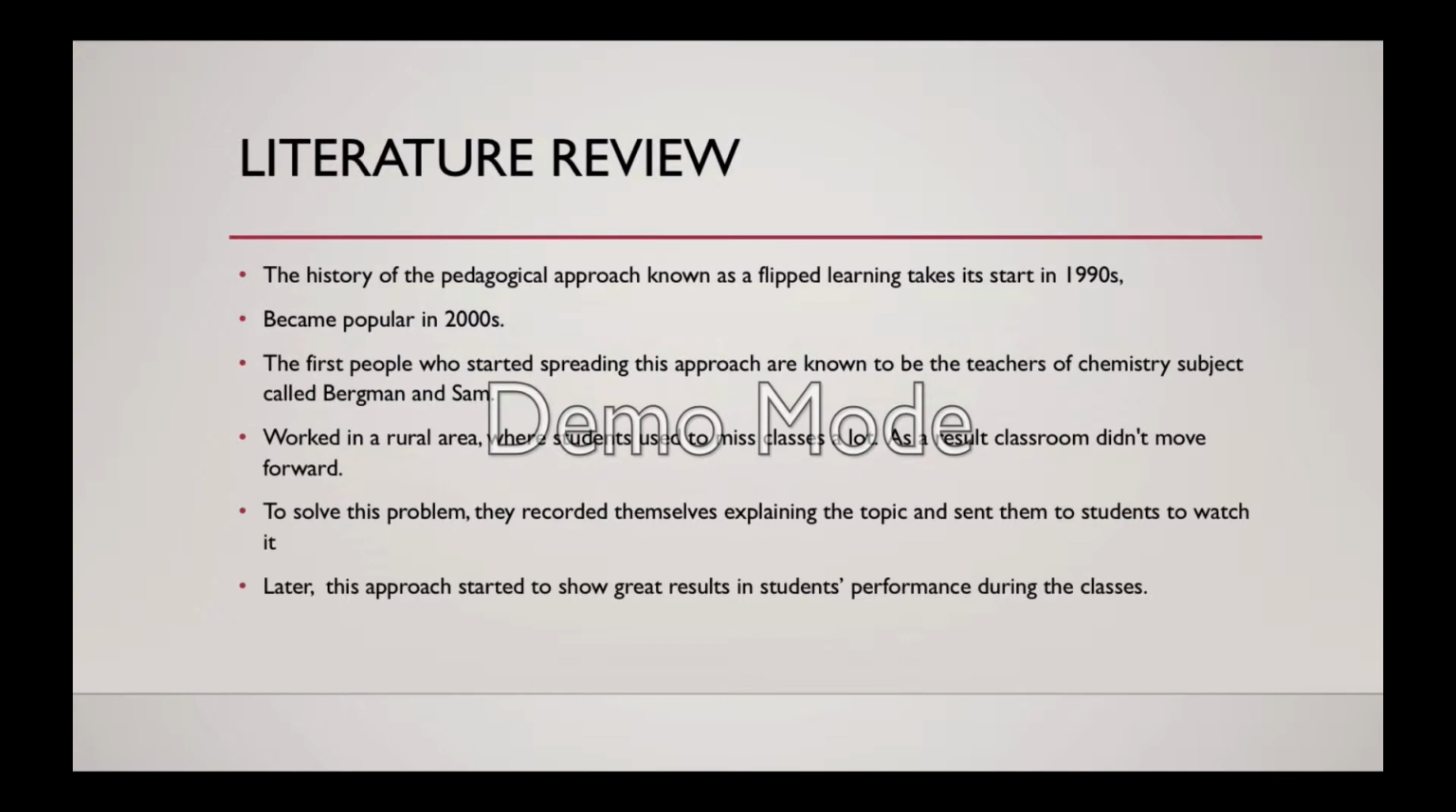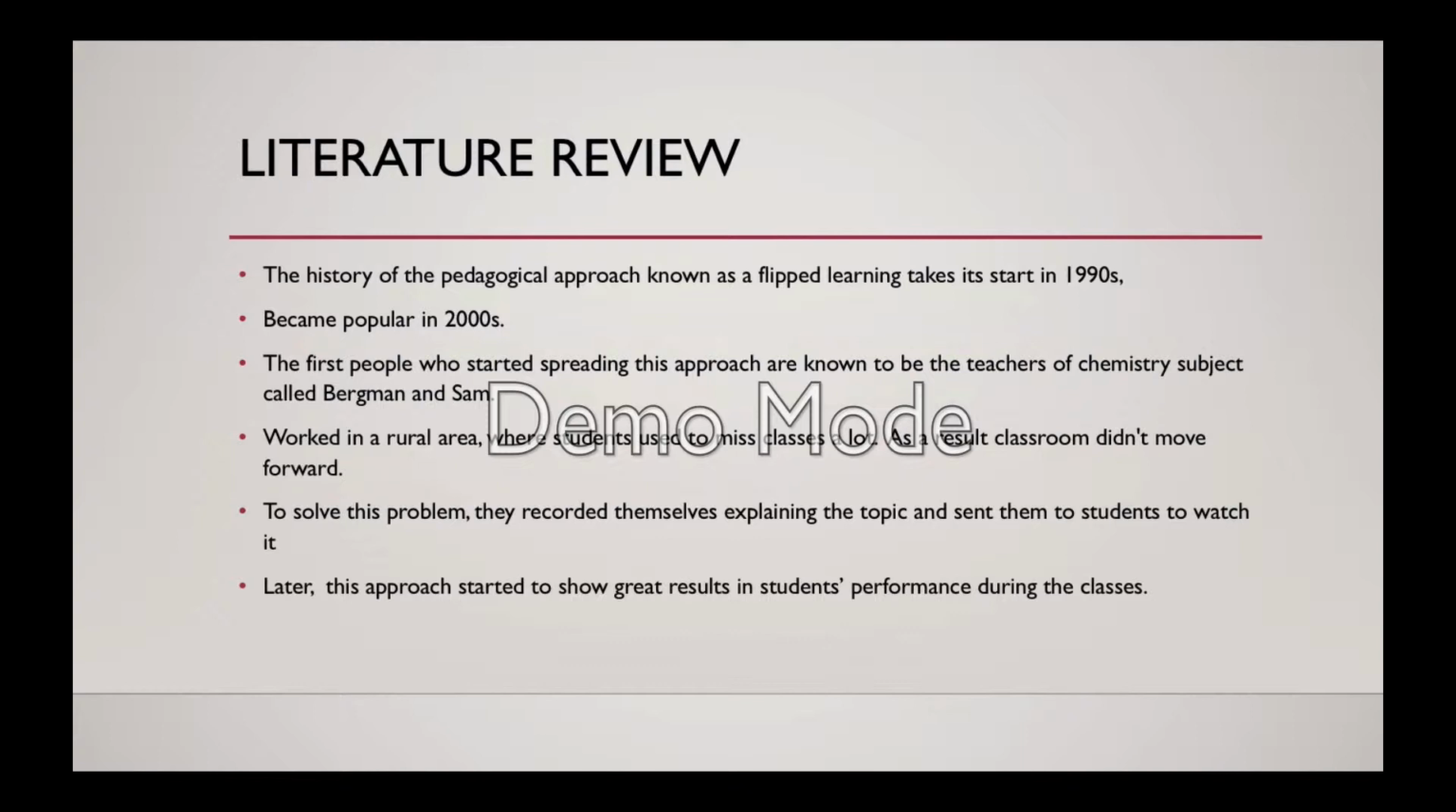So, looking back to the history, the creation of this approach starts from 1990s, but it started gaining popularity only in 2000s. The people who spread it are known as Bergman and Sam.